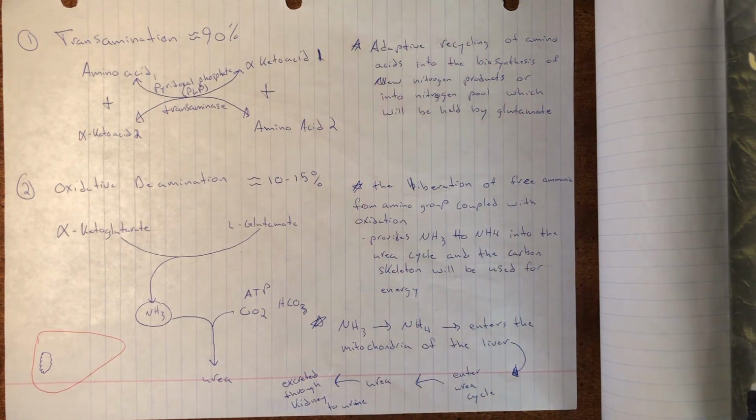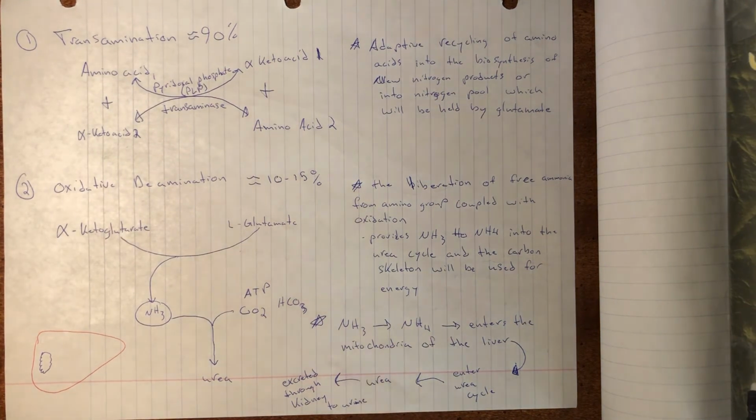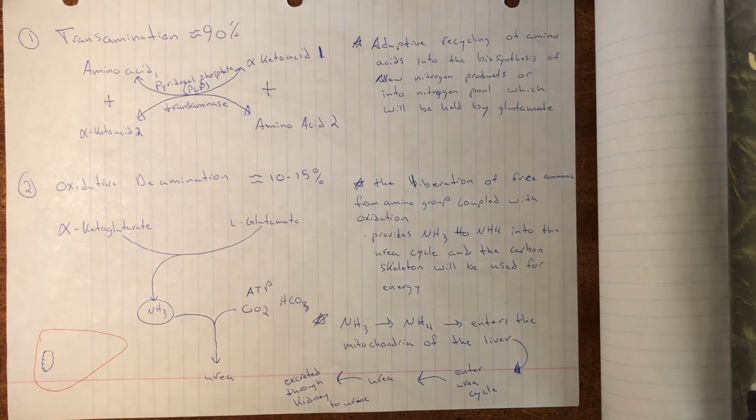This will then go to the kidney to be excreted through the urine, because ammonia, NH3, is toxic within our body, and we want to be able to get rid of it. And this urea cycle is a way for our body to get rid of that through the urine.